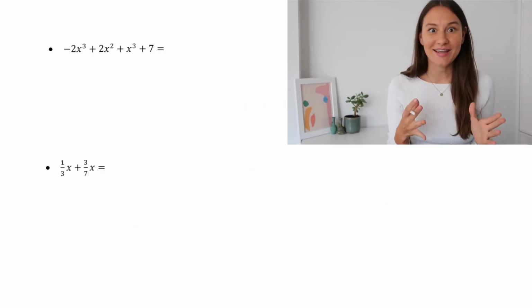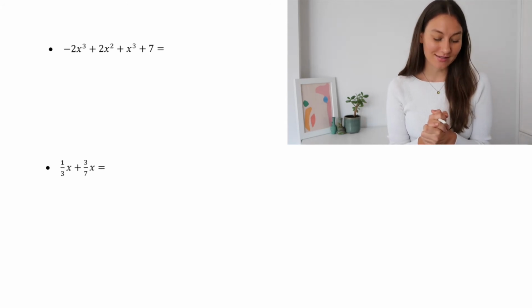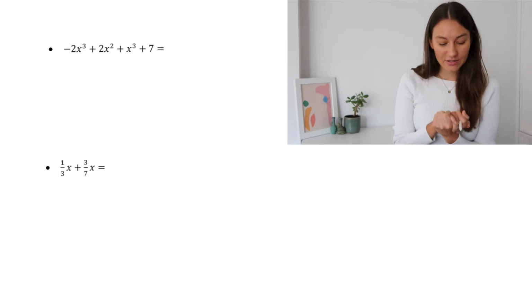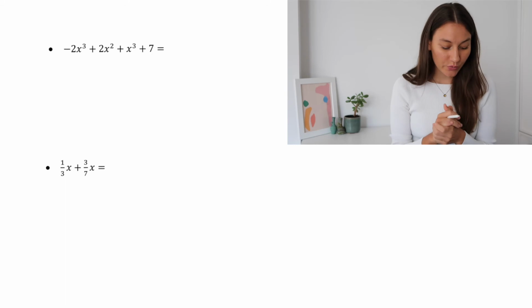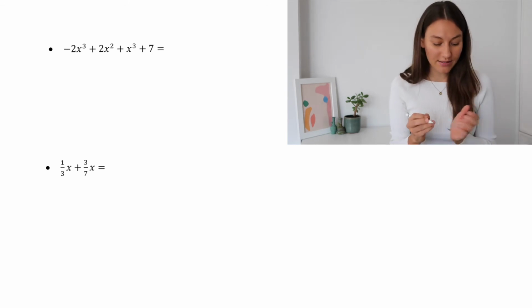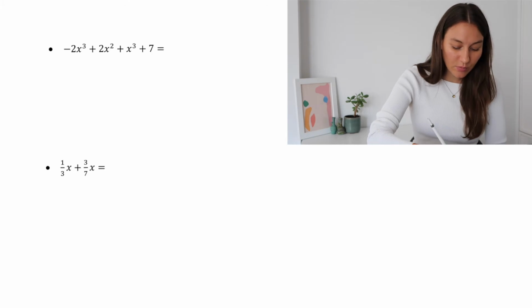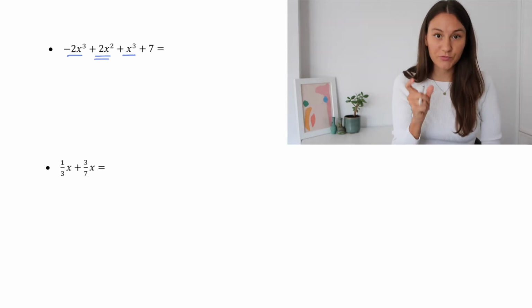Okay, let's take a look at one that's a little bit more challenging, has some negative numbers. So we have negative 2x cubed plus 2x squared plus x cubed plus 7. Okay, so I have some x cubeds, I have some x squareds, and I have just a number by itself. To make sure that I keep track of combining the right things, any x cubed I'm going to put one single line under, and the x squared I'm going to put a double line. So I know I don't put those together, because x cubed and x squared are two different terms.